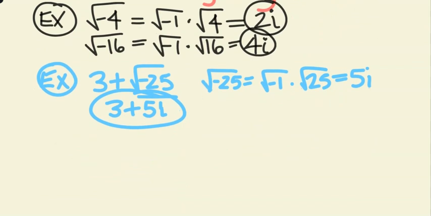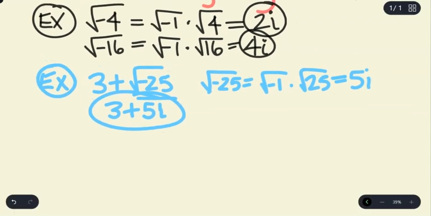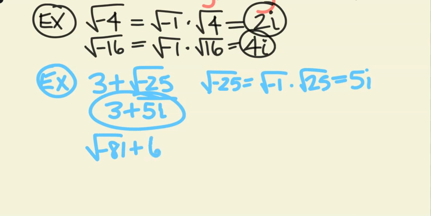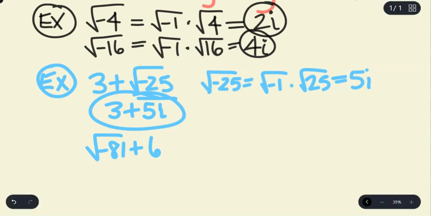So what if I did the square root of negative 81 plus 6, and I want to write that as a complex number? Well, remember, proper form is a plus bi. So I'm going to worry about the square root of negative 81 first.